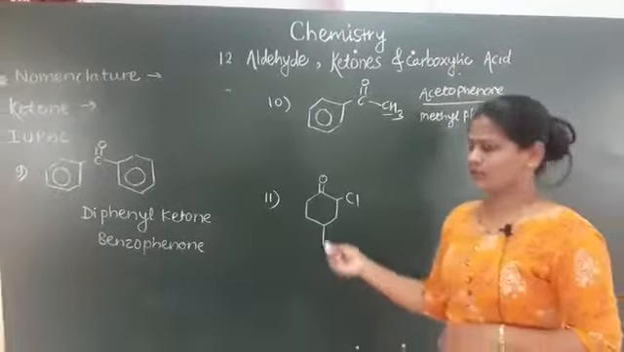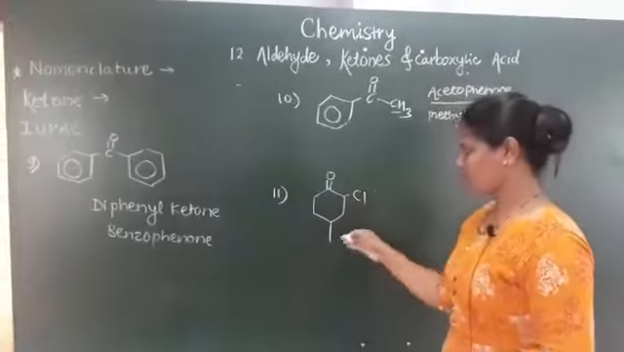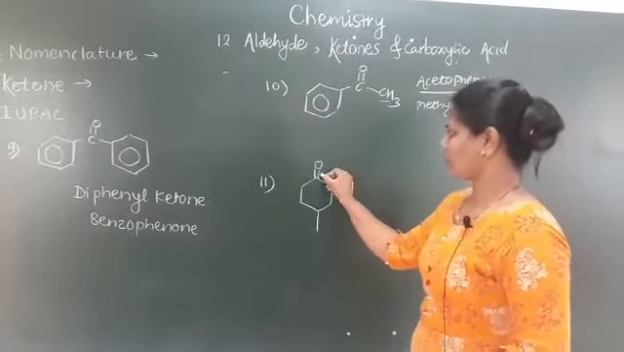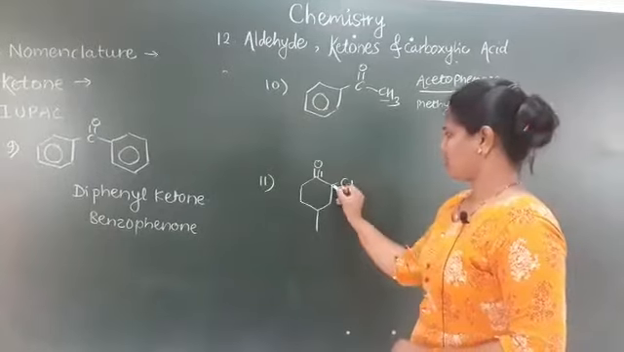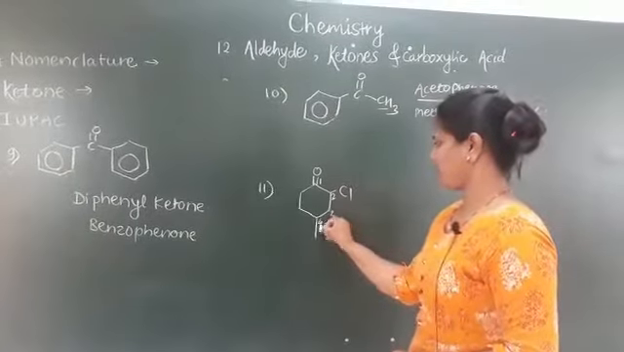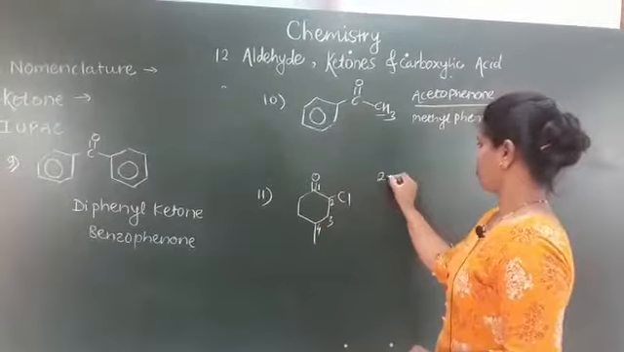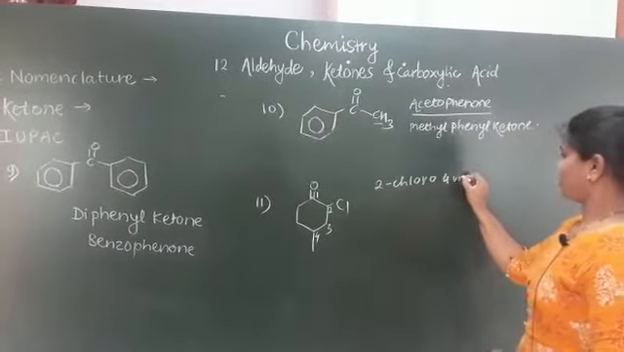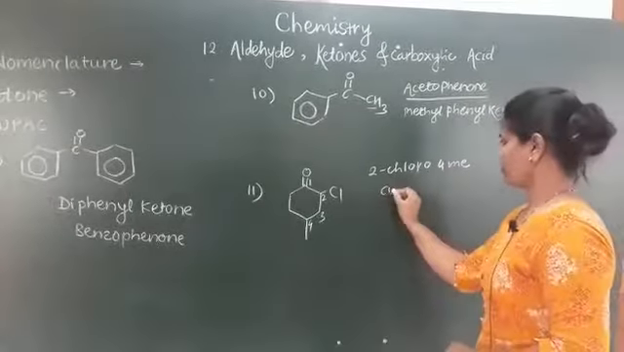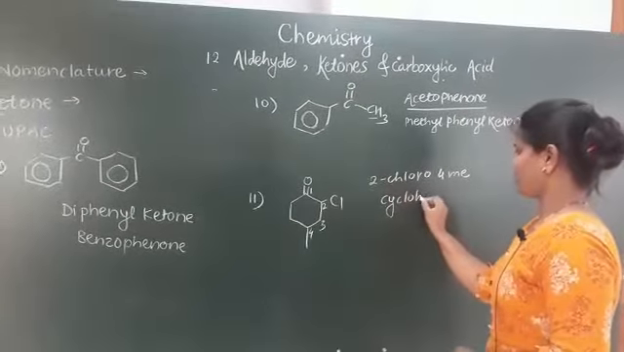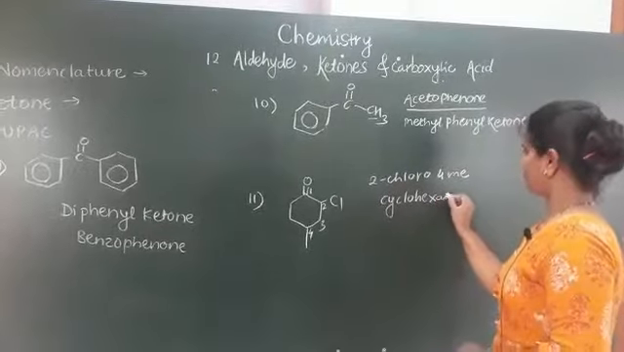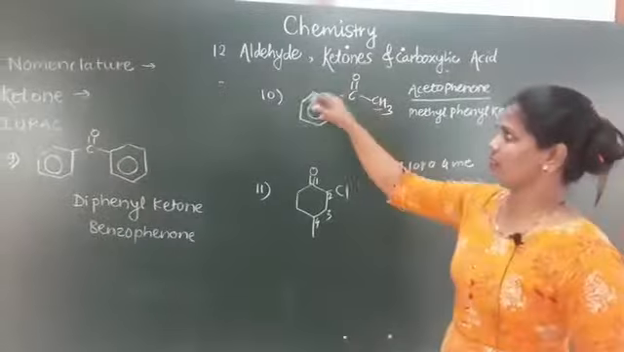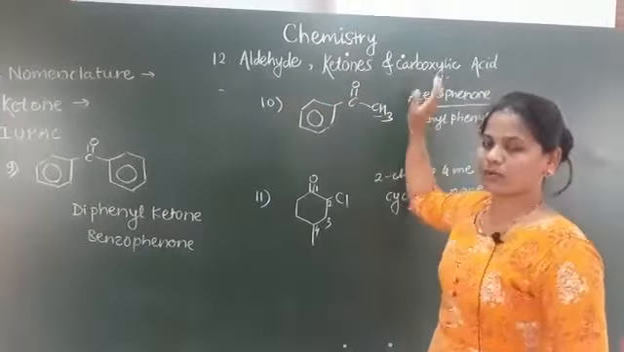And the last one, we have seen this example when an alicyclic hydrocarbon is given. At that time the carbonyl group is always first, then second, third and fourth. Then the name is 2-chloro-4-methylcyclohexanone. Likewise, we have completed the nomenclature of aldehyde, ketone and carboxylic acid.